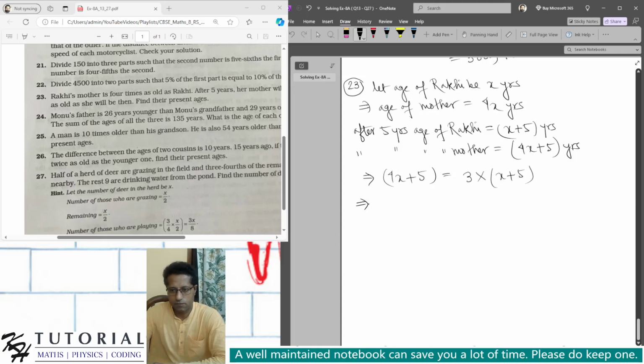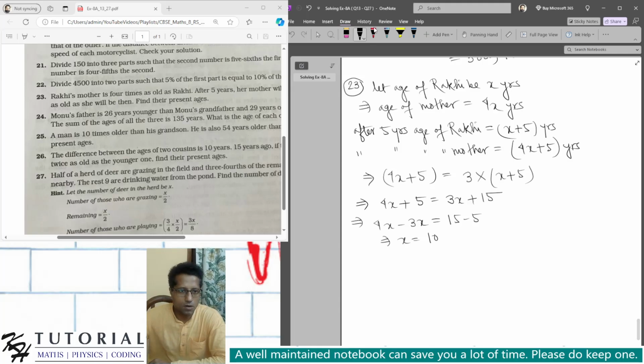If you open up the bracket and simplify the product on the right hand side, we get 4x plus 5 is equal to 3x plus 15. So this implies 4x minus 3x is equal to 15 minus 5. This implies x is equal to 10. That is, the age of Rakhi is 10.